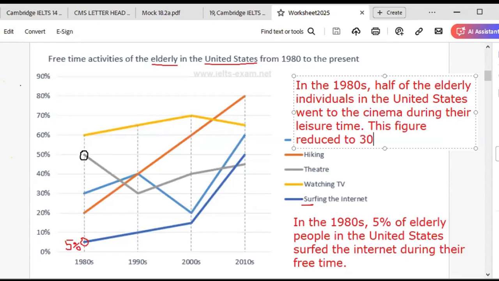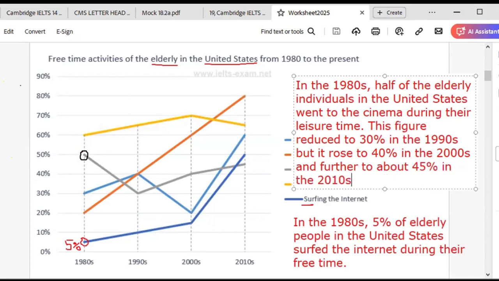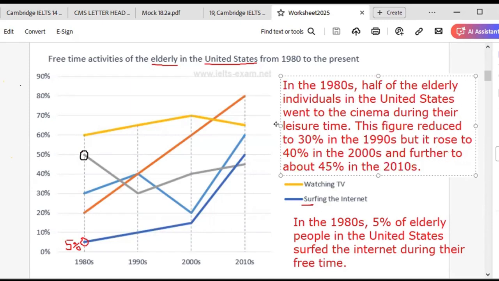30% after 30% in the what? 1990s. But it rose to 40% in the 2000s and further to what? About 45% in the what? 2010s. That's it. This thing I just wrote here, I have described everything in the gray line.